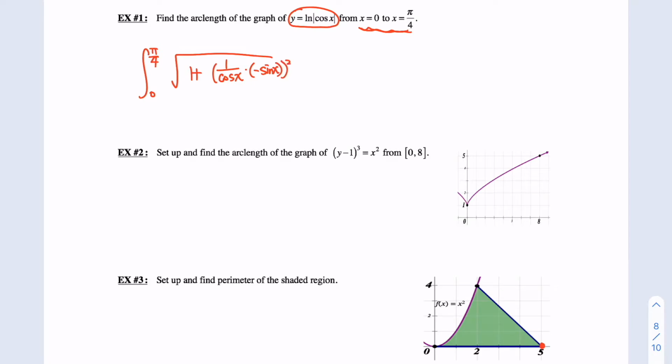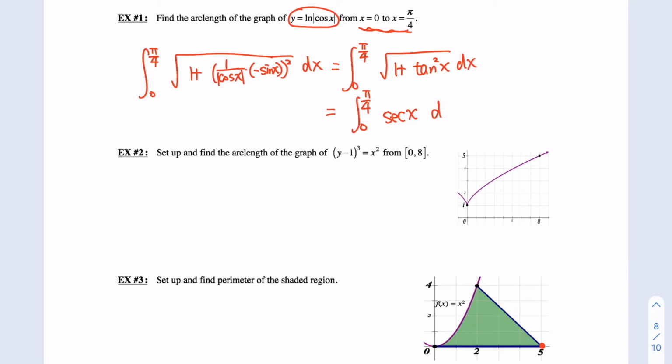And then squared, dx. So the absolute value here doesn't really matter because we have a square outside. And then you can evaluate this one from 0 to pi over 4, square root of 1 plus tangent squared dx, which equals the integral from 0 to pi over 4 of secant x dx.